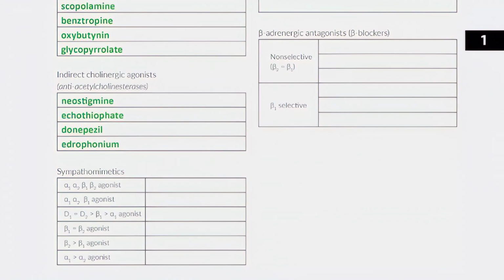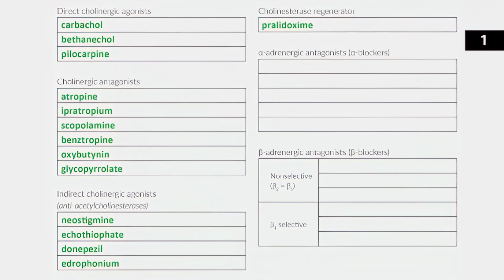Then we have some sympathomimetics. So the one that stimulates all four receptors is epinephrine. Then you drop off beta 2, and that's norepinephrine. D1 and D2 more than anything else, that's dopamine. Beta 1 and beta 2 equally is isoproterenol. Beta 2 more than beta 1 is terbutaline. And alpha 1 more than alpha 2 is phenylephrine. And then the cholinesterase regenerator is pralidoxime.